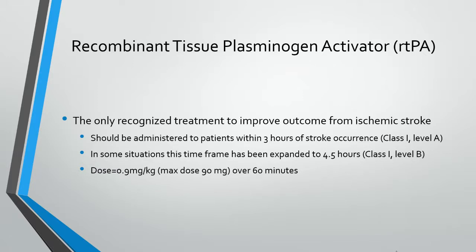Further research has actually been done. In some situations, if you have a patient who comes in outside of that time frame, or if they're from a rural community and they don't make it to your center quick enough, research shows that this can be expanded in certain cases to 4.5 hours. As you can see here, the dose is 0.9 mg/kg, with an important note that the max dose is 90 milligrams, which is important in our more obese population nowadays, as we don't want to overdose them.